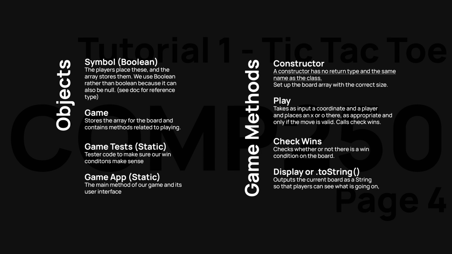These are some more informations about how we're applying those concepts of objects and object-oriented programming into our game. So our symbol, our X or an O, is going to be a capital B Boolean. That's so that it can be true, false, or null. Our game is going to be a game object, which we'll define, and so our game tests and our game app will be static, which we'll also define shortly.